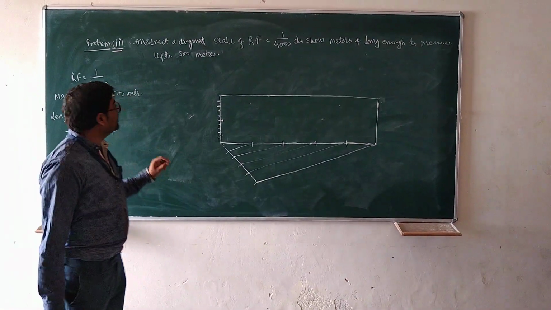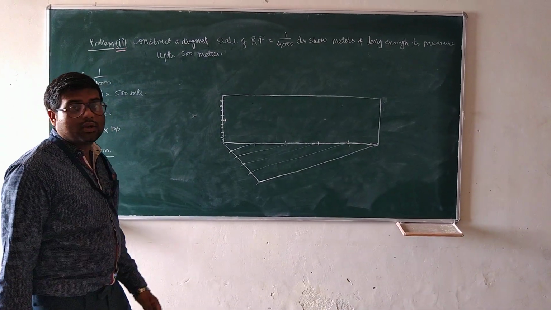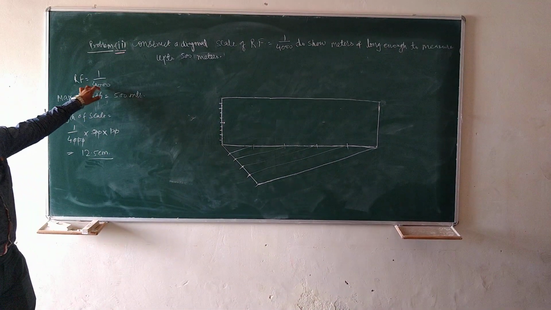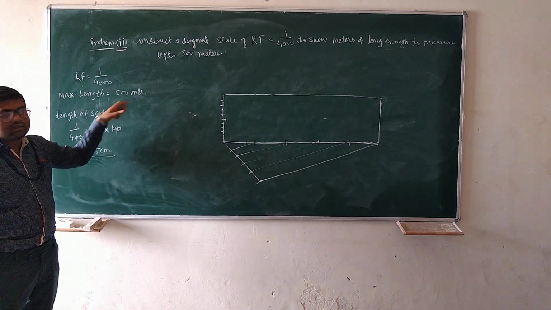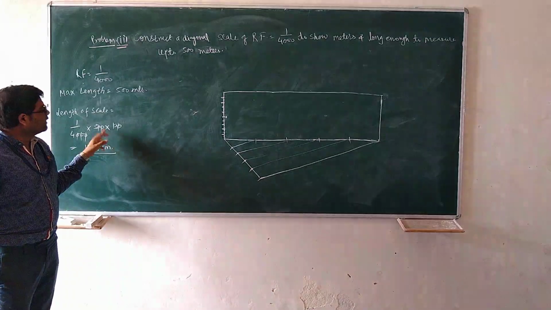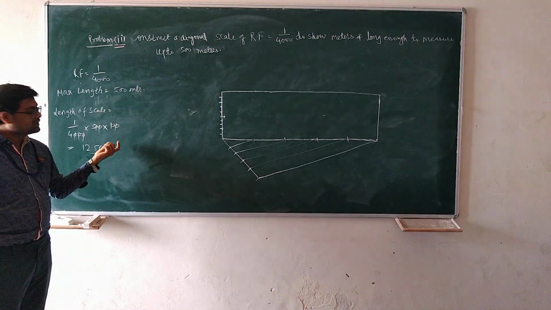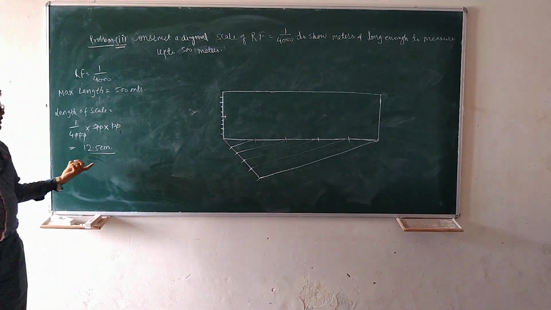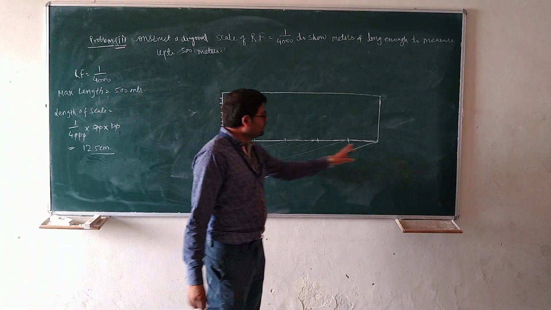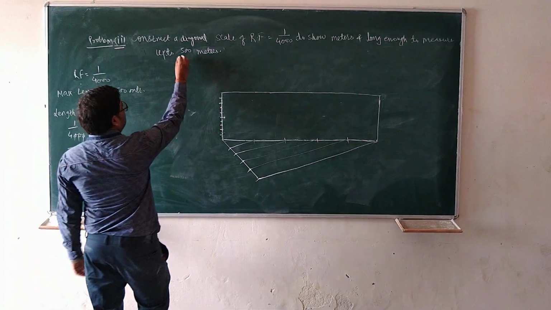Now the second problem is: construct a diagonal scale of RF equal to 1/4000 to show meters and long enough to measure up to 500 meters. Here the RF is 1/4000, maximum length is 500 meters. So length of the scale is equal to 1/4000 into 500 meter into, we have to convert into centimeter, 1 meter equals 100 centimeter, into 100, is equal to 12.5 centimeters.